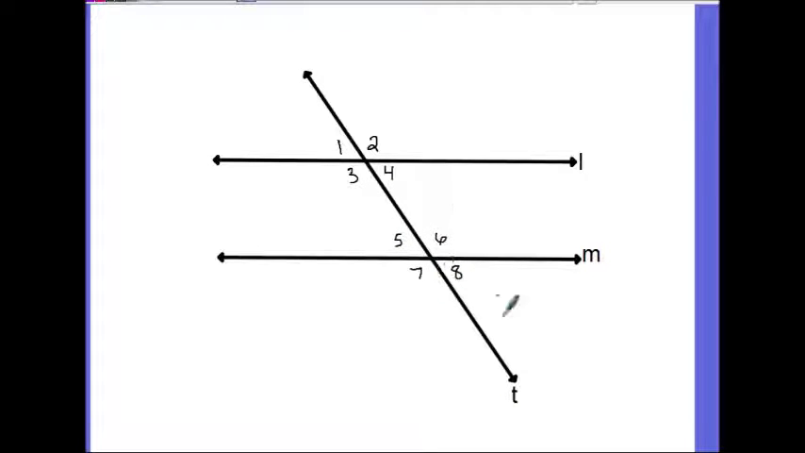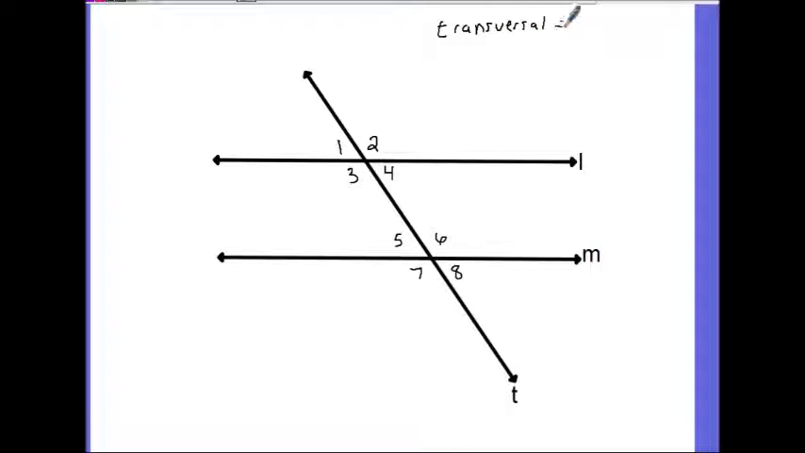Now, within these lines, what we're going to end up with is certain patterns that seem to emerge. Now, vocab word you need to know. This line that's cutting the other two lines is called a transversal. So let's write that down.